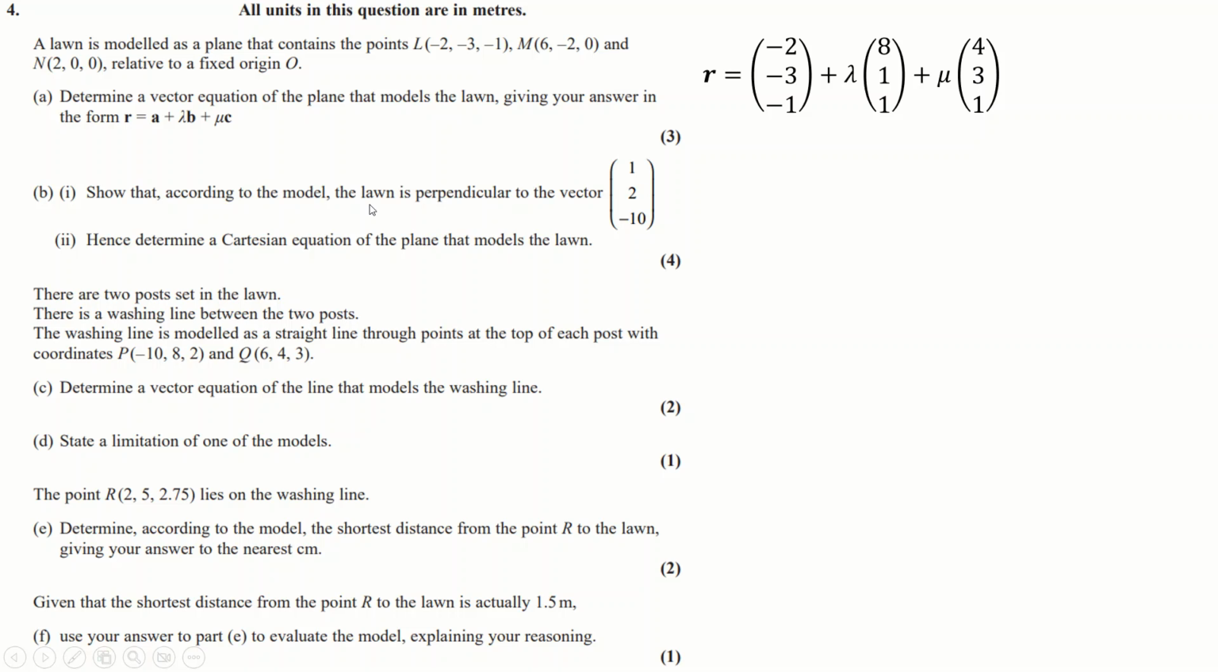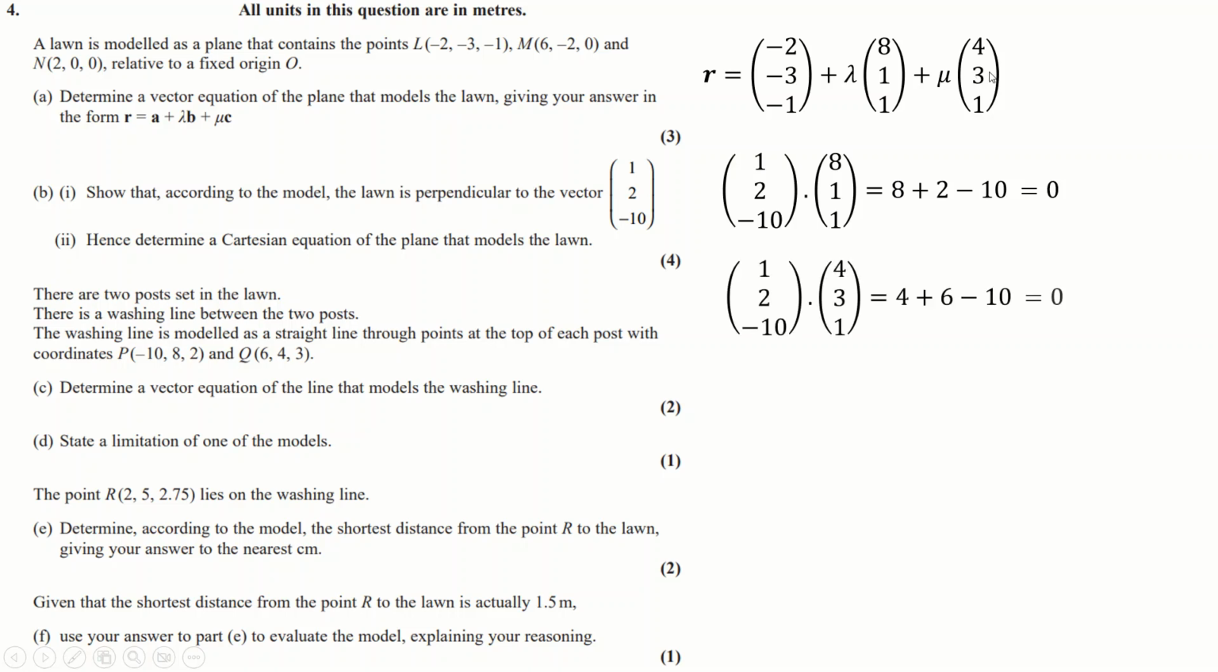Show that according to the model, the lawn is perpendicular. So this is the plane that models the lawn. Show the lawn is perpendicular to this. So all we have to do is take this vector here and dot it with each of the direction vectors that you've got. So do this, dot this, which is of course just 1 times 8 plus 2 times 1 plus -10 times 1, and hope that's 0, which it is, and then dot it with this one and hope that's 0, which it also is. And if two vectors dotted is 0, that means they're perpendicular, which means this is perpendicular to both direction vectors, which means it's perpendicular to the plane. And that's what we have to argue.